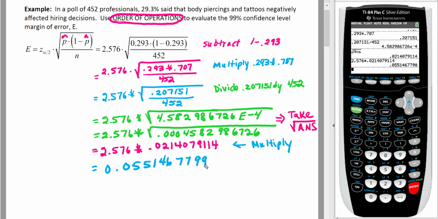0.05551467799. If we were to round it to, let's say, 4 decimal places, 0.0555. That will be our final answer. So the margin of error here would be 0.0555.